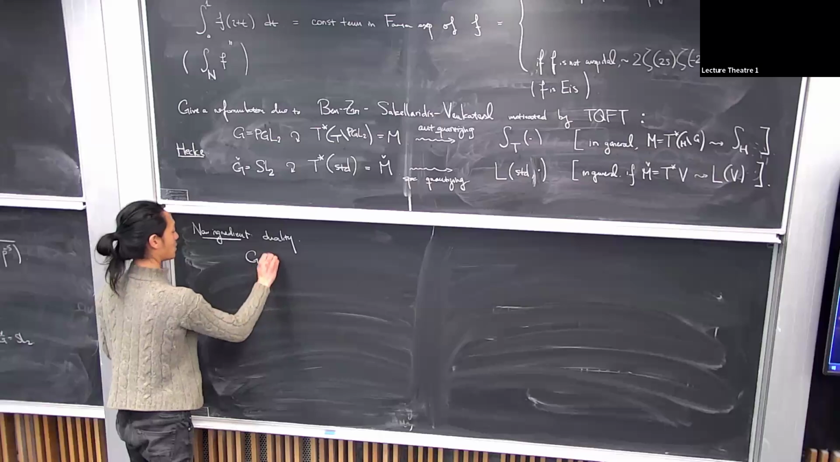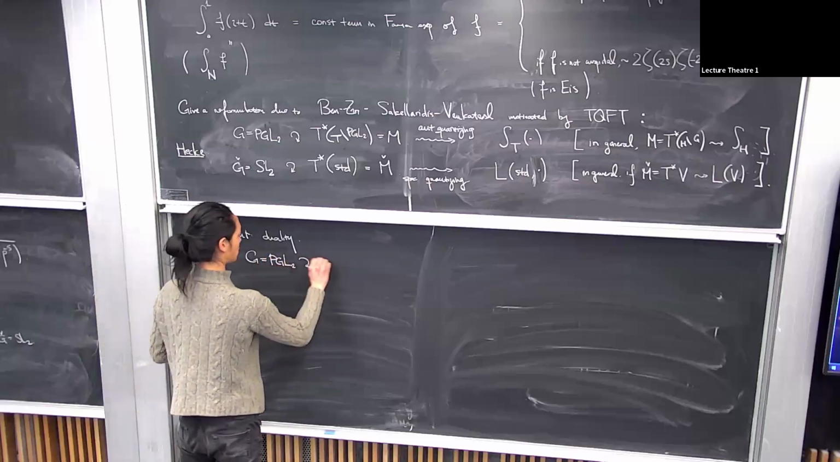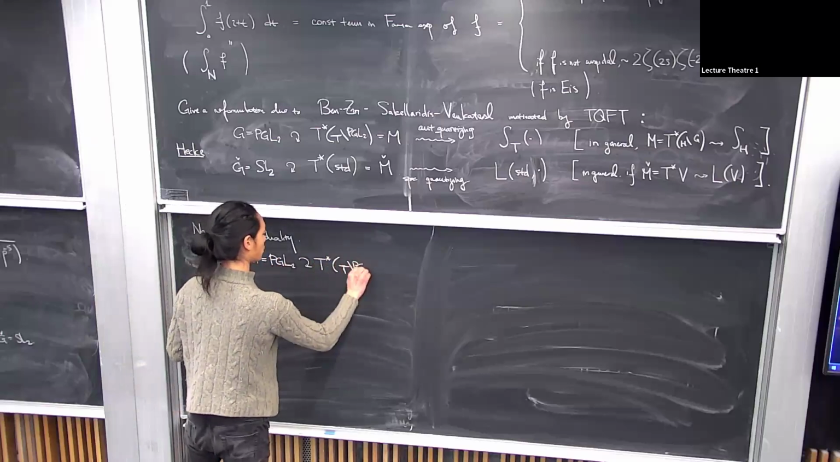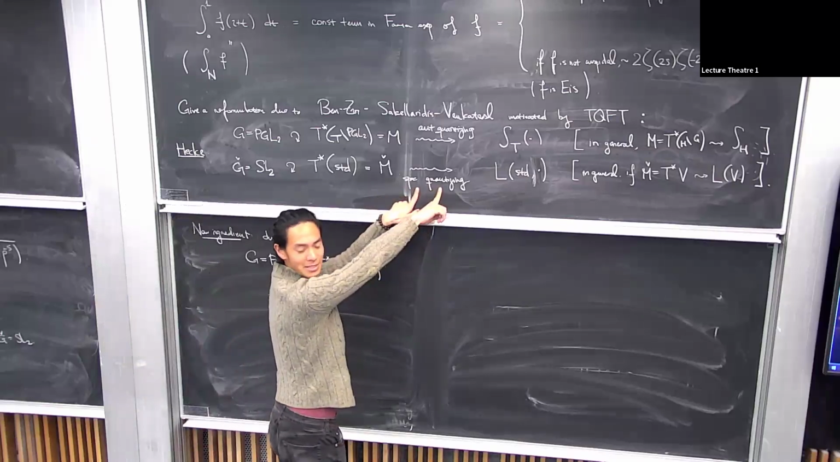So I would still let G dual, PGL2, act on T star T mod PGL2. And then apply now the spectral quantization arrow.